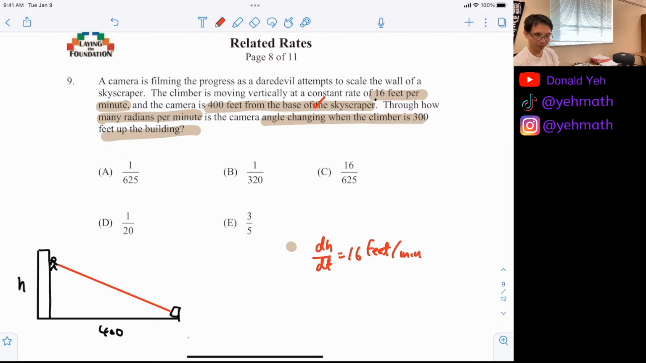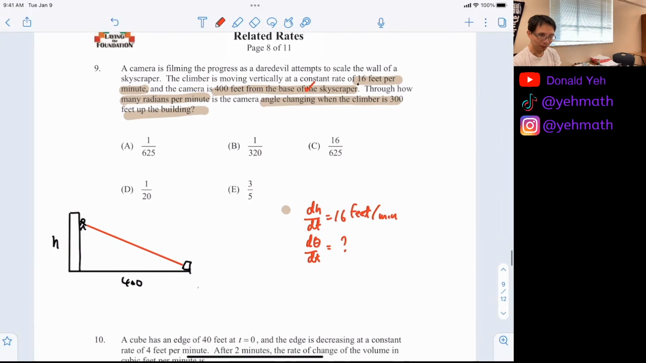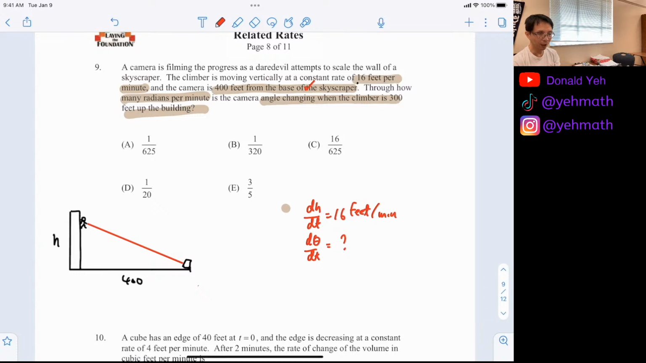But anyway, we want to know what dθ/dt is. That's the unknown. The best thing is to set up the relationship using the 400, because this 400 is a constant. If something doesn't change, you have to use it because that's the best thing to use. Like a ladder doesn't change. If a ladder is there, then the derivative of the ladder length is going to be 0. So now we just have to figure out the relationship.